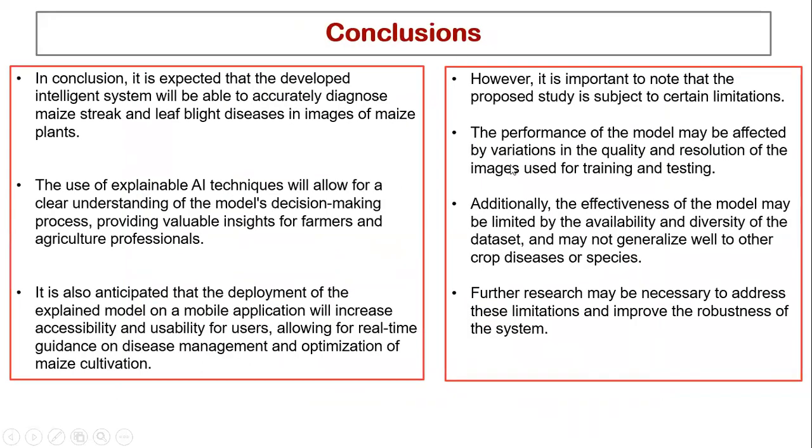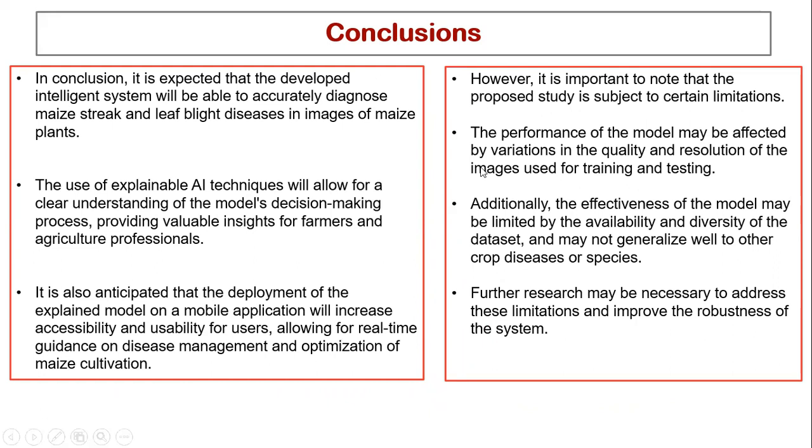Now here, in conclusion, it is expected that the developed intelligent system will be able to accurately diagnose maize streak and leaf blight. And also the use of Explainable AI will allow for clear understanding of the model's decision-making process. And this will provide us with valuable insights to farmers and agricultural professional experts. And also it is anticipated that the deployment of the explainable model on the mobile application or web application will increase access and usability for farmers, allowing for real-time guidance on these diseases and management.